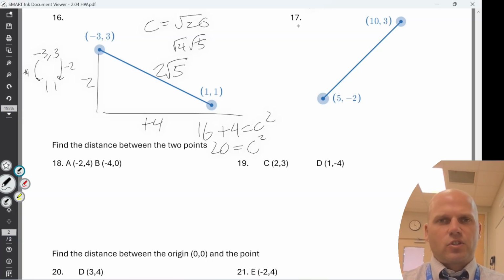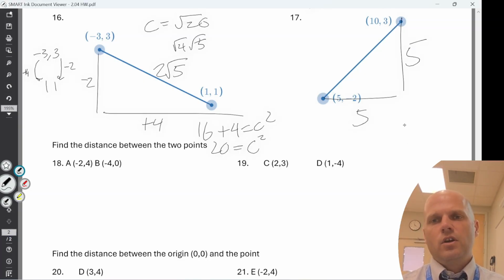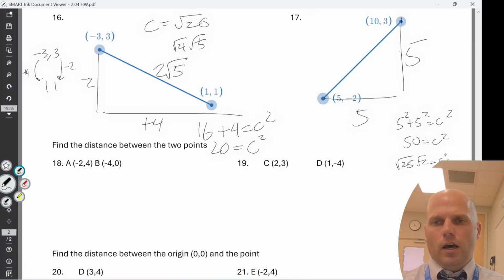Cool. This is question number 17. 5, -2 to 10, 3. 5 to 10 is an x change of 5. -2 to 3 is a y change of 5. So I have 5 squared plus 5 squared equals C squared. This is 25 plus 25. So this is 50 equals C squared. This is root 25, root 2, when I square root both sides, and I get 5 root 2.